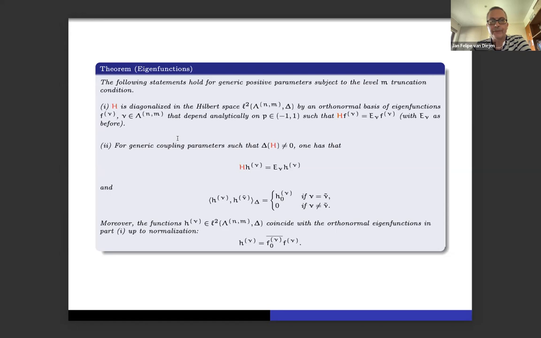Now I want to compare this basis with the basis we constructed in terms of the Cayley-Hamilton theorem. And here's the relation. It's just the same basis, of course, because the spectrum is simple, up to normalization. And here is the precise relation. The orthonormal basis from the spectral theorem is related to this H basis by this renormalization.